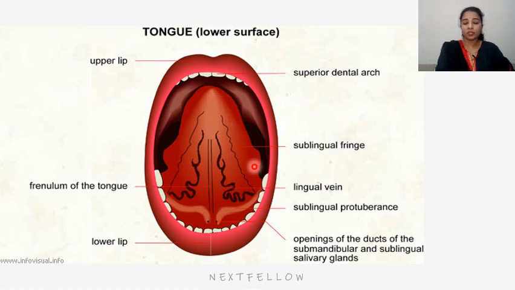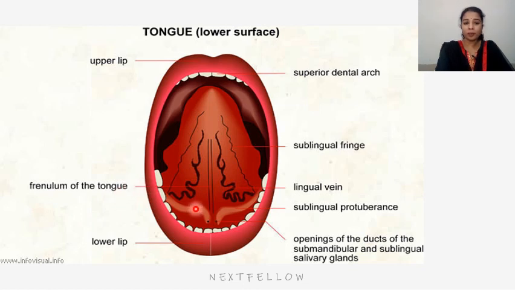Inferior surface of the tongue. So we saw the external dorsal surface of the tongue and its features. So the inferior surface of the tongue, this is the inferior surface when you lift the tongue upwards. It is identified by a shiny mucous membrane, and in the midline there is a mucosal fold of attachment which is called frenulum linguae, or frenulum of the tongue.